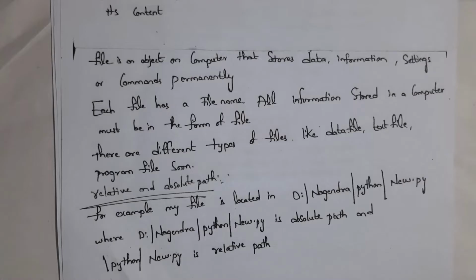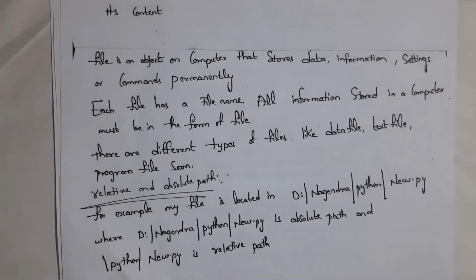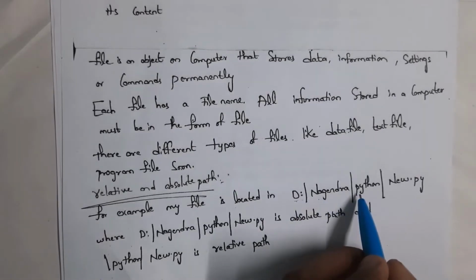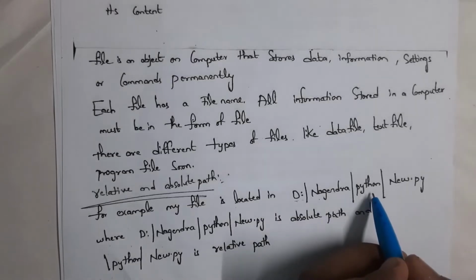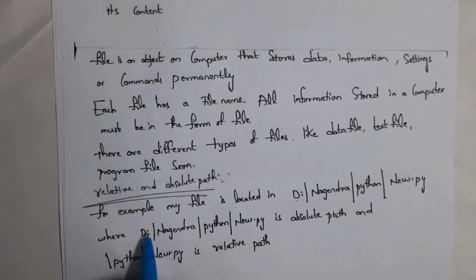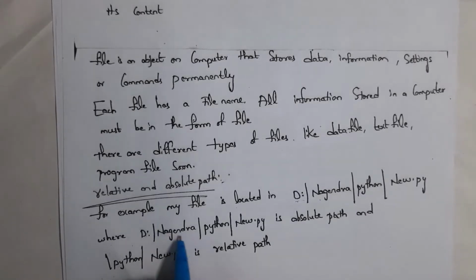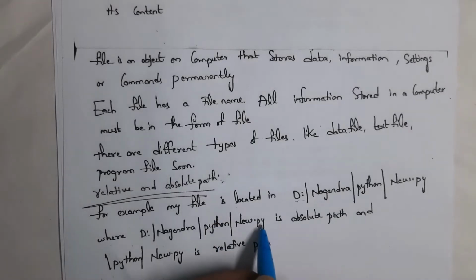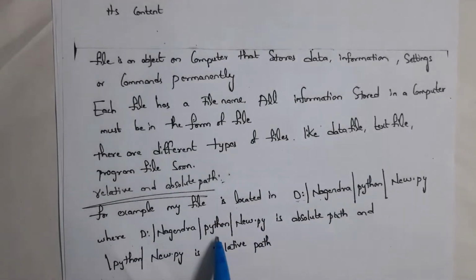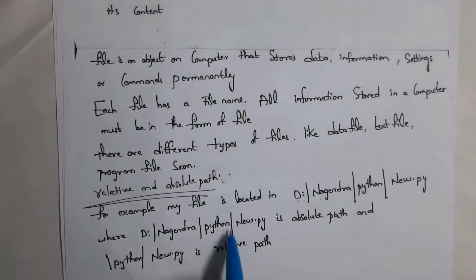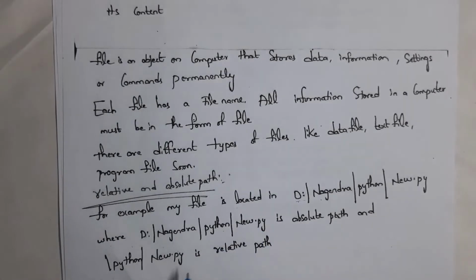Next I will explain what is relative path and absolute path. For example, my file is present in local disk D, and in local disk D inside Nagendra folder there is Python folder, and inside Python folder there is my file. That file name is new.py, where local disk D : Nagendra which is folder / Python which is folder / new.py. This is my file name. And this entire location is known as absolute path. And for example, if I write just Python / new.py, we call it as relative path.